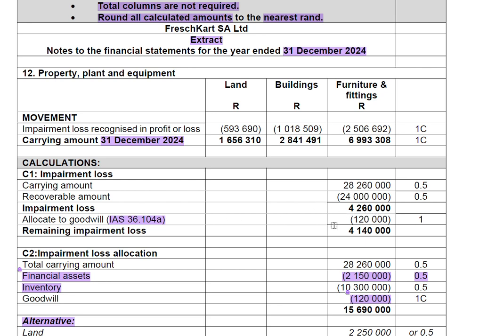Now we know that on this impairment, we need to do a full allocation for the goodwill, and that should never be reversed in future. Where do we get the amount? We're getting it from the scenario. We were told that in the intangible assets amount, we have 120 which relates to goodwill. Just for bringing in the amount you've already been given, you get 1 mark. Then we have the remaining balance of the impairment loss that we need to further allocate.